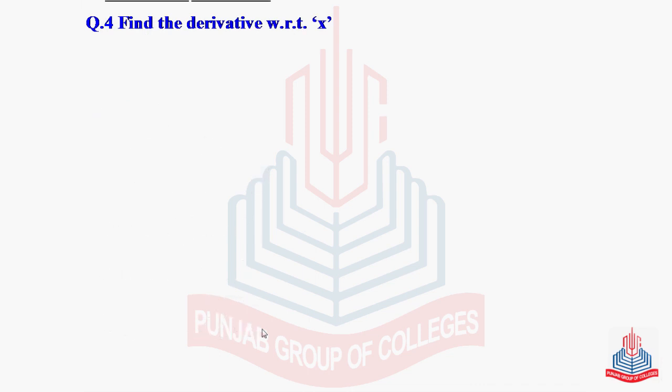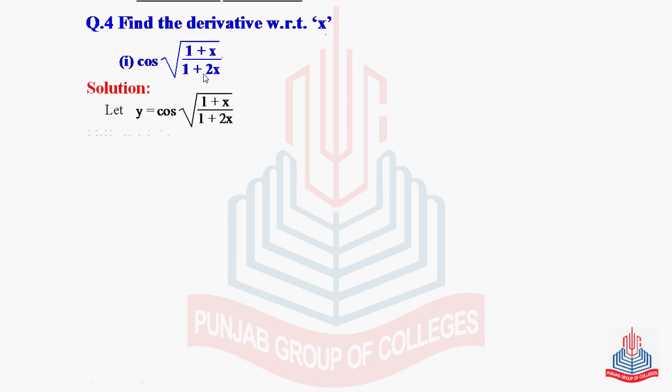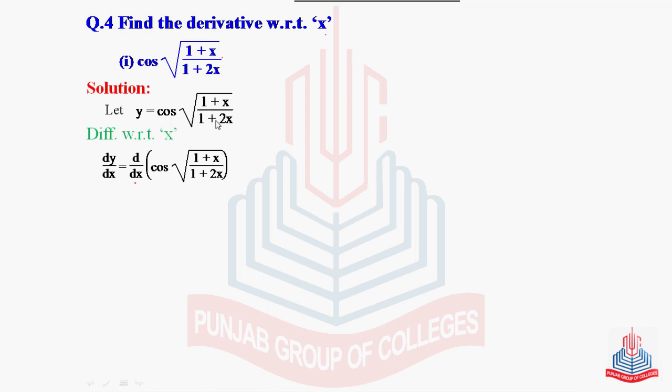So the next question is find the derivative with respect to x. We have first part cos of angle square root of 1 plus x divided by 1 plus 2x. So let y is equal to cos of angle square root of 1 plus x over 1 plus 2x, differentiate with respect to x. Left hand side will be dy by dx, and on right hand side d by dx will apply on this part, cos of the angle square root of 1 plus x over 1 plus 2x. Again we have to apply differentiation of this trigonometric function first, which is cos, and derivative of cos is minus sine, as we discussed previously in previous questions.